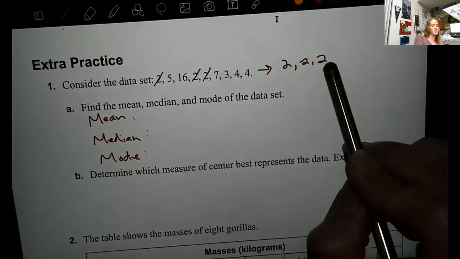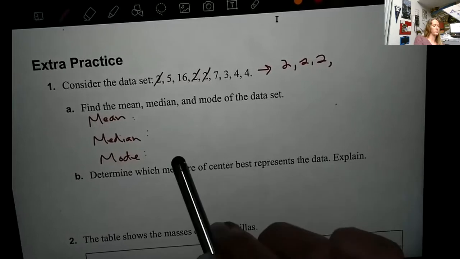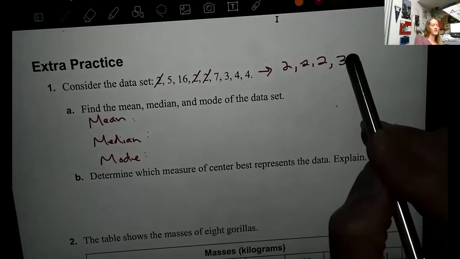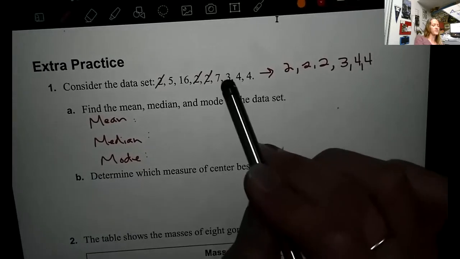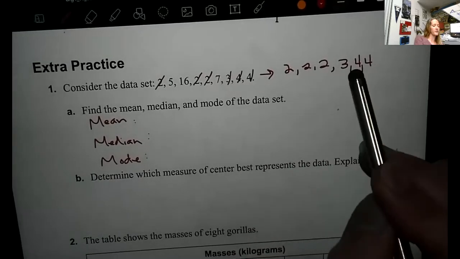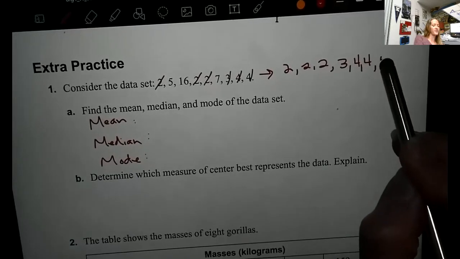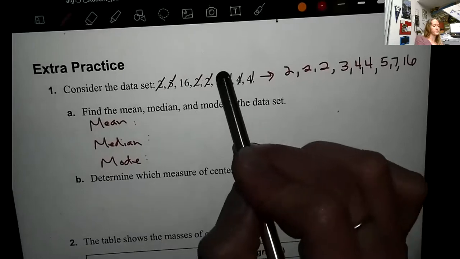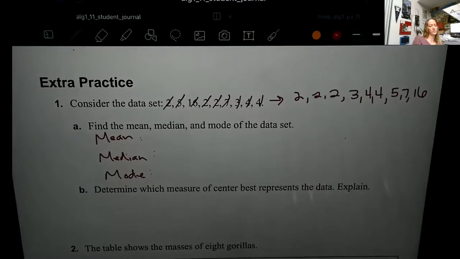So I have 3 2s. Ooh, I think that might be the mode. I think that might be the most repeated number. I have a 3. 4 is repeated, but not as many times as the 2. I have my 3, my 2 4s. I have a 5, a 7, and a 16. All right, and I've gotten all my data, and now it's in numeric order.